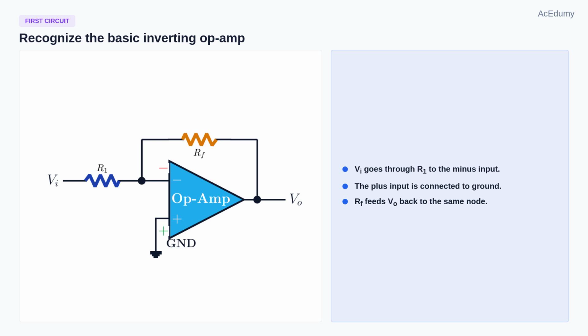Here is the first circuit we will recognize, the basic inverting op-amp. Read it slowly from left to right. The input voltage Vi passes through resistor R1 and reaches the minus input node. The plus input is connected to ground. The output is VO on the right. A feedback resistor RF connects the output back to the same minus input node. This feedback path is not decoration. It is the path that makes the circuit operate as a controlled amplifier instead of as an open-loop comparator.